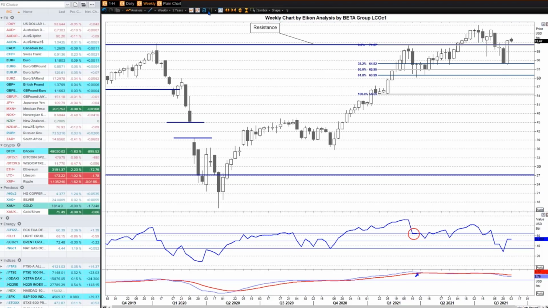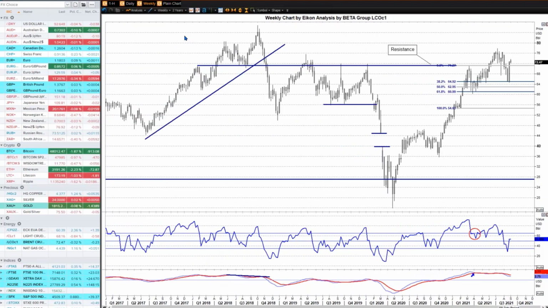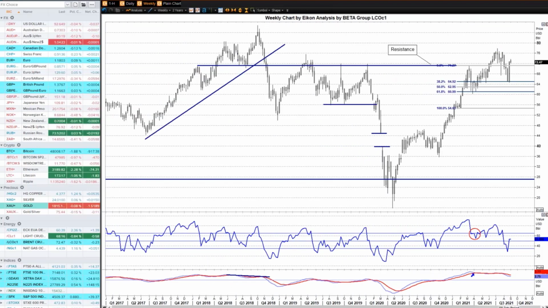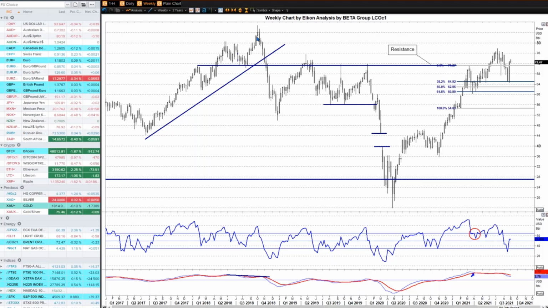It had a nice move up, but it's met resistance, and so far that is stifling it. This is very, very important resistance. This could release a big, powerful move up if we can just break it. So we're looking back at the 2019 highs, which have been cleared. The 2018 highs are ahead of us here.